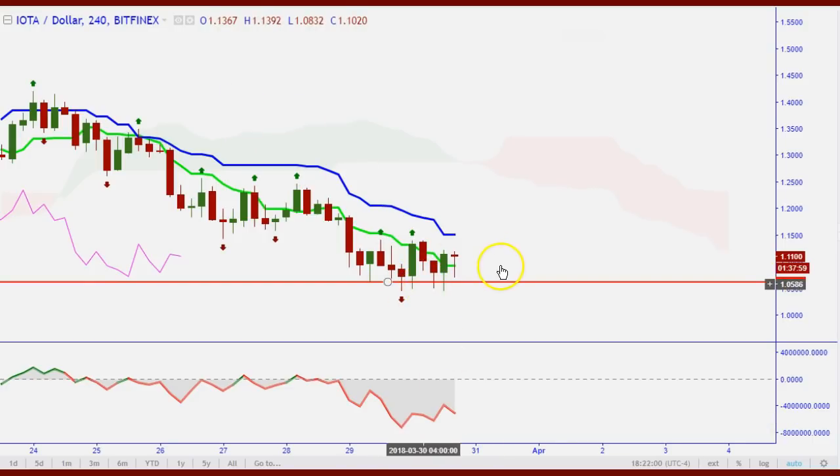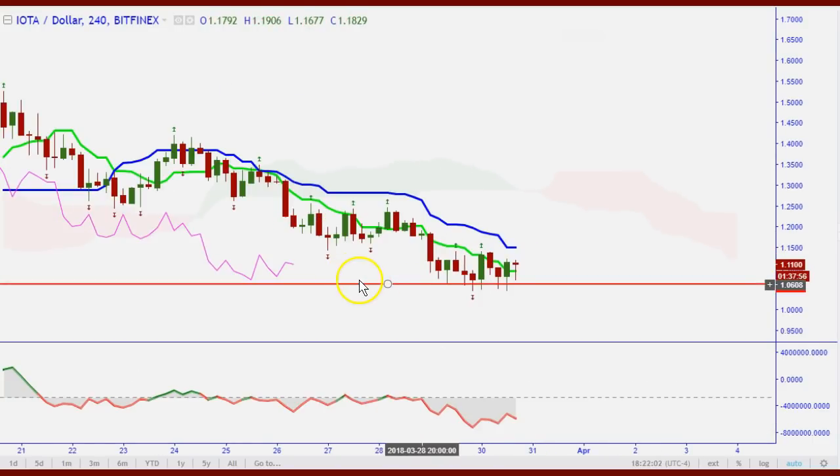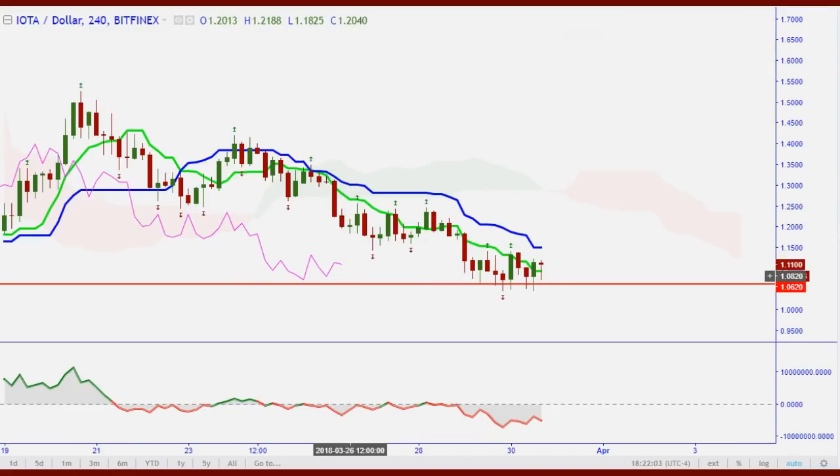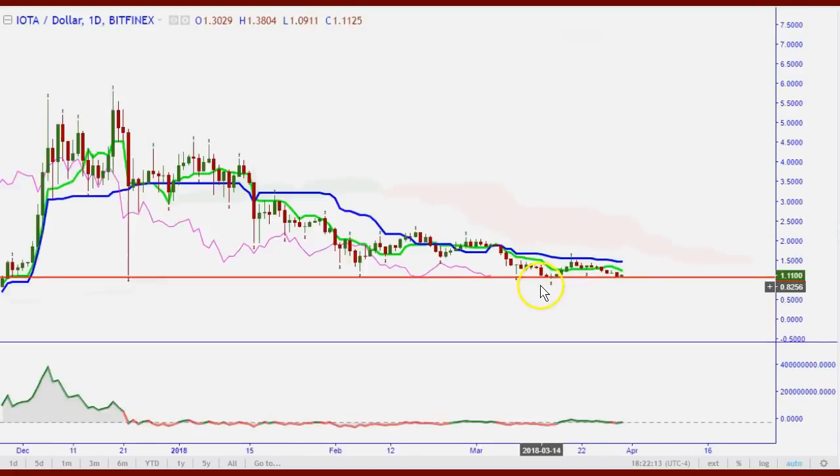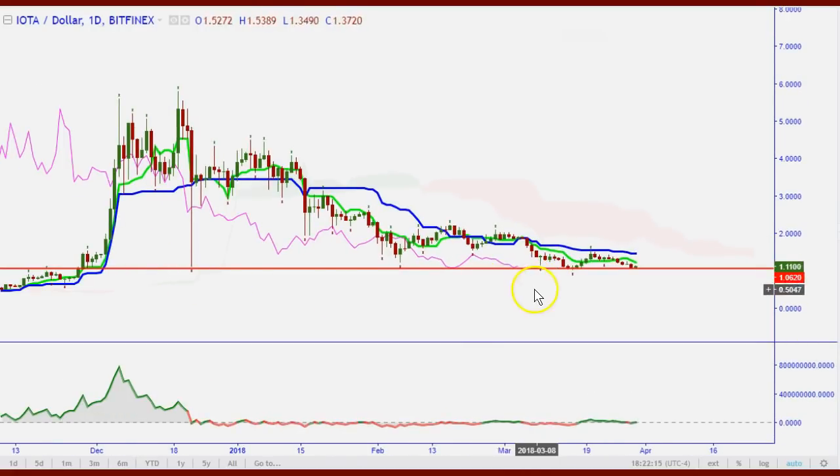Now all Ichimoku is straight bearish. All right, so on the 4-hour time frame it's straight bearish. Now when you go to the daily again, it's bearish also, but we're still looking for a little move to the upside because we're at that support level.